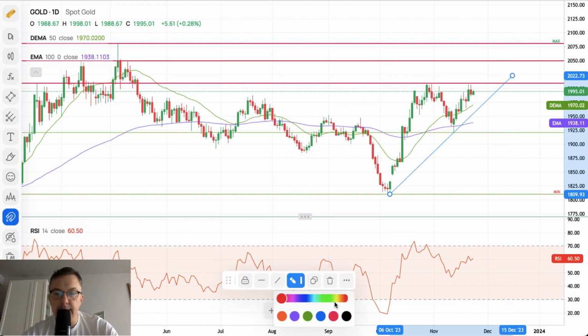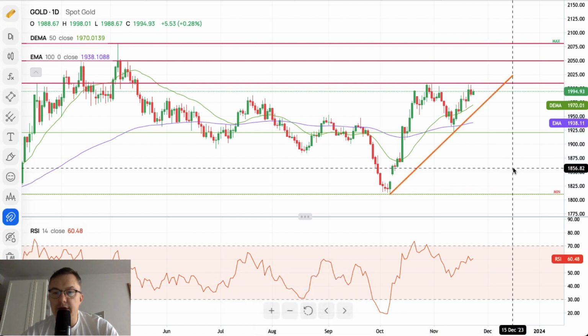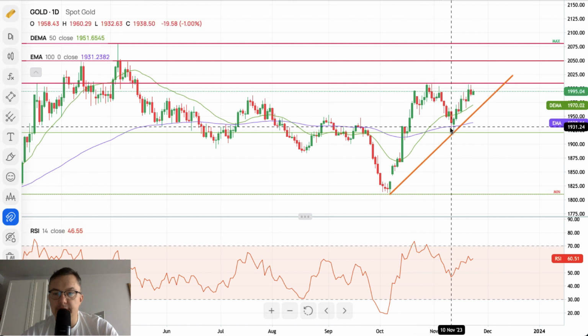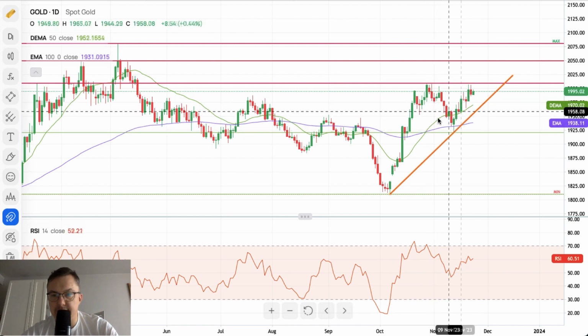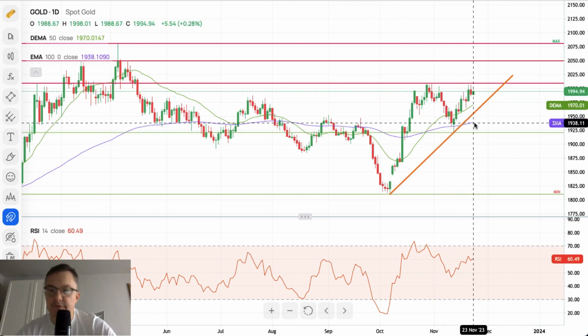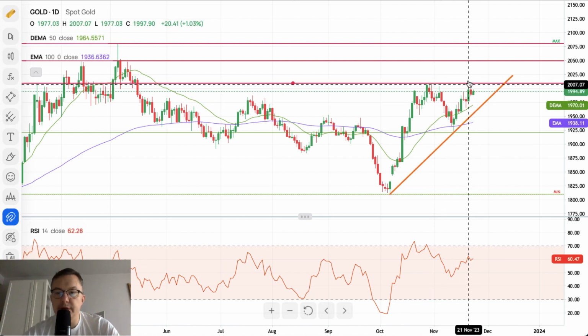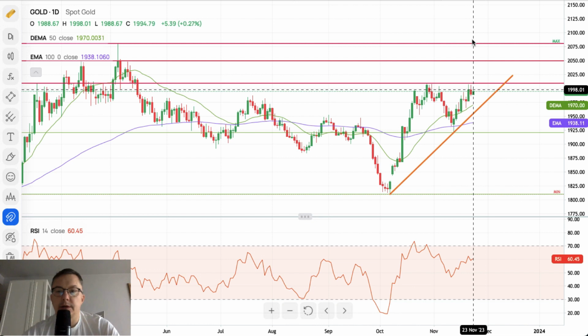Let me just place short-term trend line support. As long as we trade above the trend line support, as long as we trade above 50 and 100 periods moving average, the outlook remains bullish. All we need to do is to break above all of these 3 technical resistance levels. Alright, so the outlook for the gold remains bullish, nothing changes here.